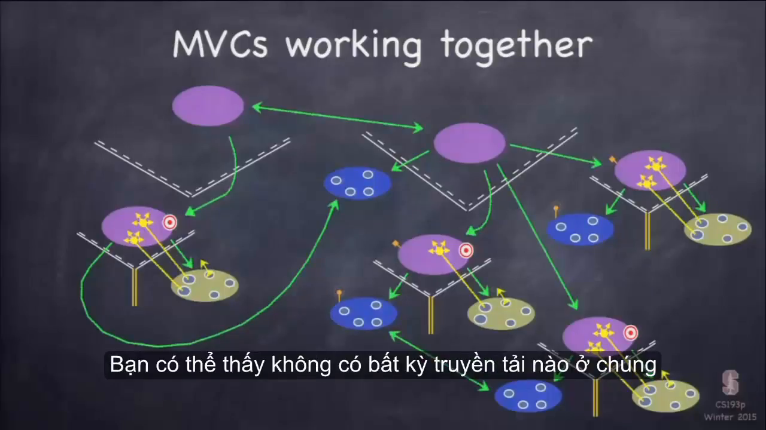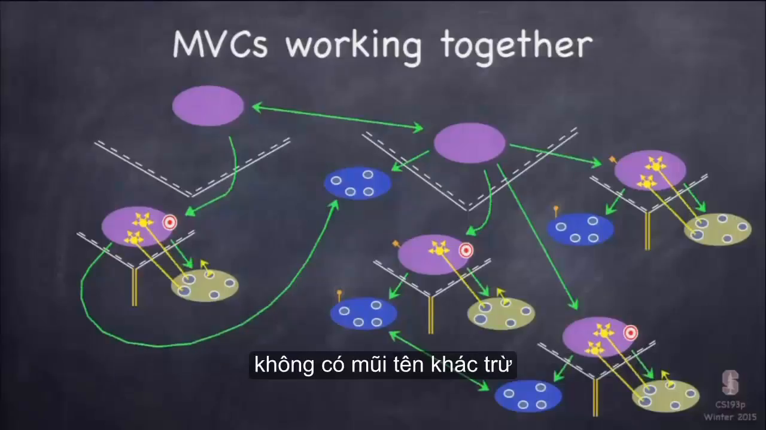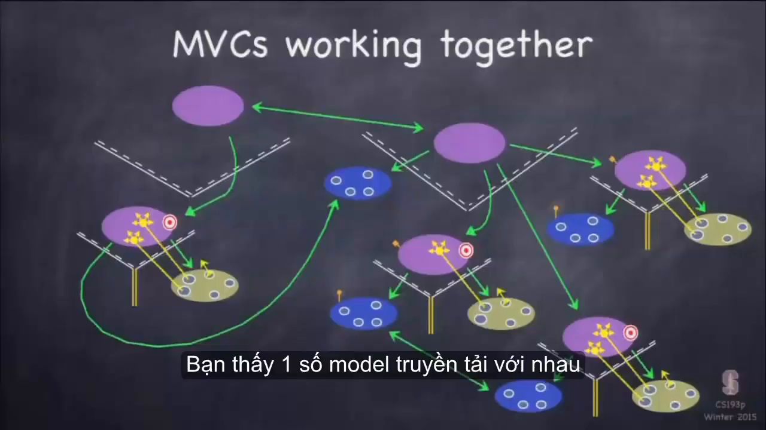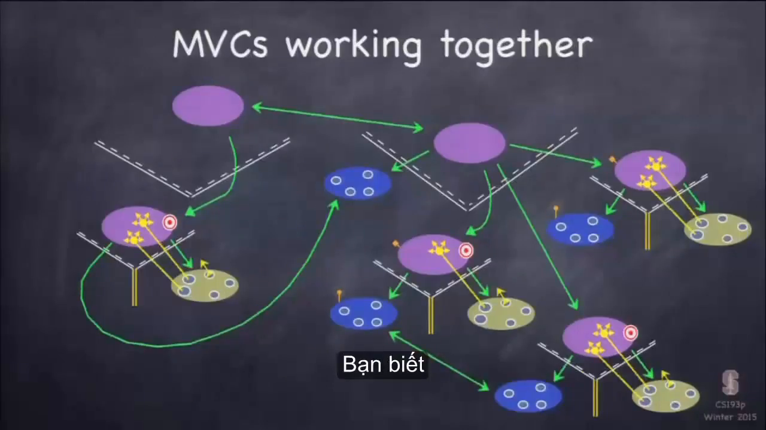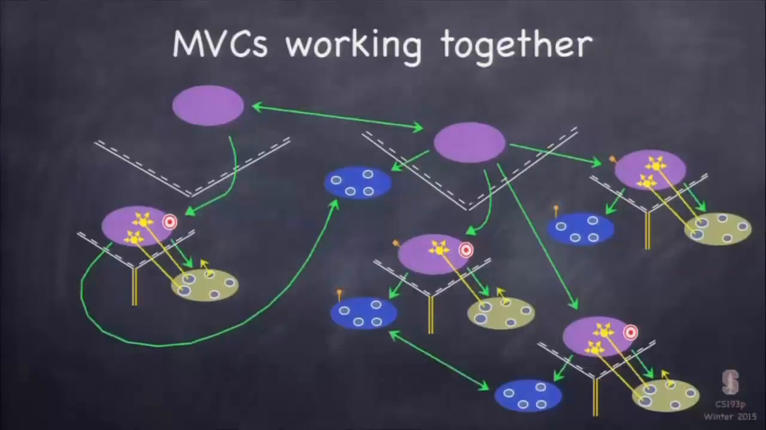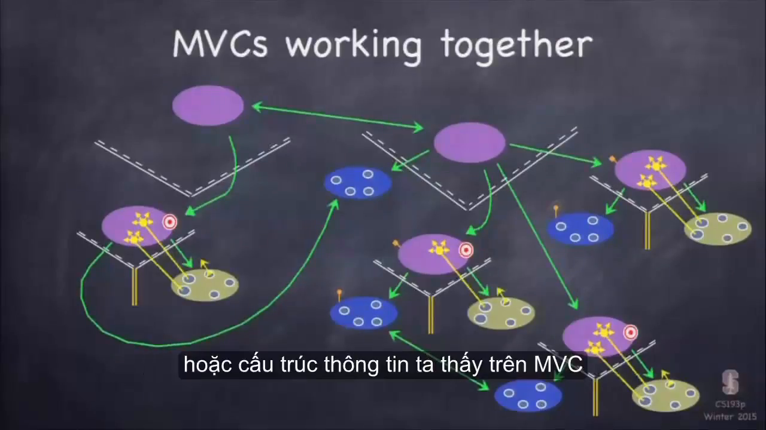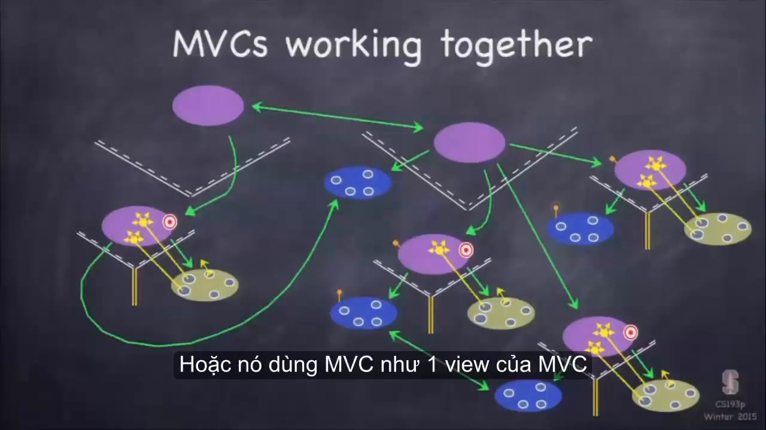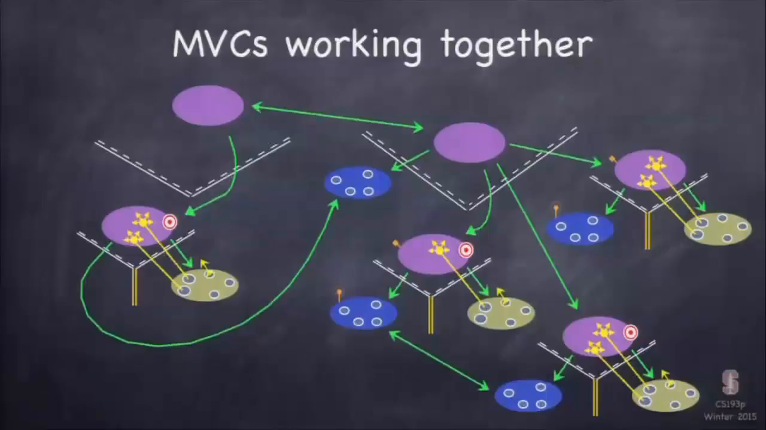You can also see that there's no other arrows except for some of the models. You see some of the models are communicating with each other. A big application might have a single shared model, or the models might be split off into pieces to be used by sub MVCs. But that's the only kind of communication you have there. All other communication is either the structured view communication we saw in MVC, or it's using MVCs as part of the view of another MVC.